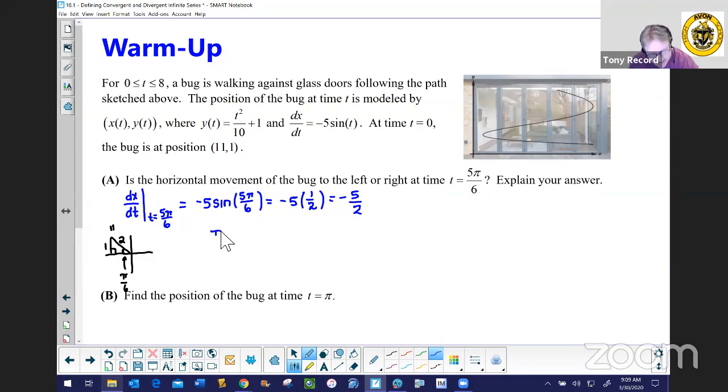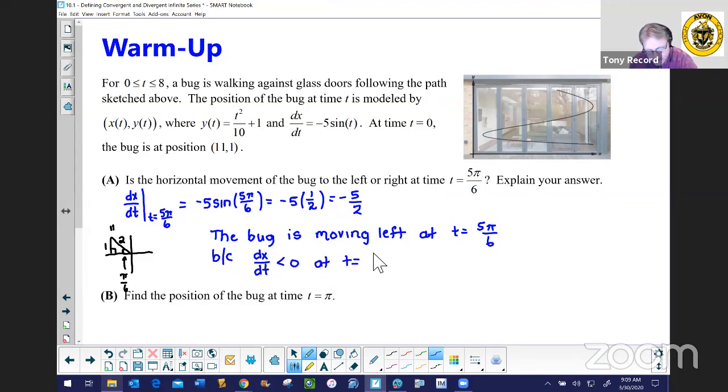So we'll just simply say this bug is moving left at time equal 5 pi over 6. And you can certainly use abbreviations like that on the AP exam because, I'll just reiterate the fact that dx/dt, what we just found here, was a negative value at t equal 5 pi over 6.